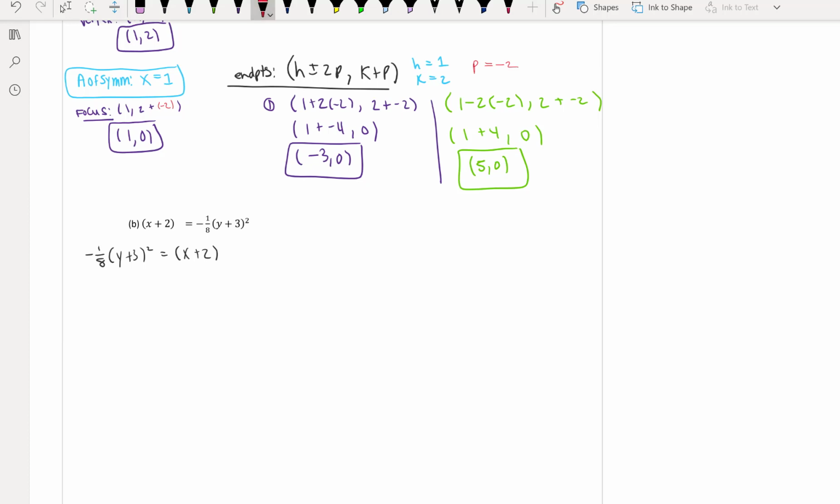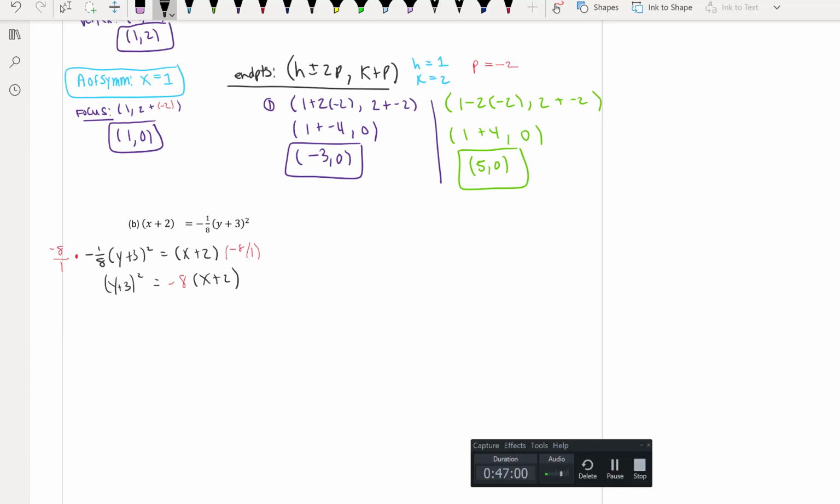Now, to get that y parentheses squared on one side, I'm going to multiply by the reciprocal. So if I multiply by the reciprocal, that would be a negative 8 over 1. So then that way it can cancel. So I'm left with (y plus 3) squared is equal to a negative 8 (x plus 2). And in multiplication, it doesn't matter if it's 3 times 4 or 4 times 3. Multiplication order doesn't matter.